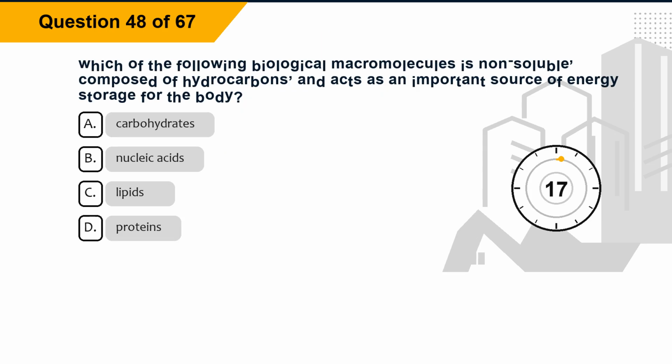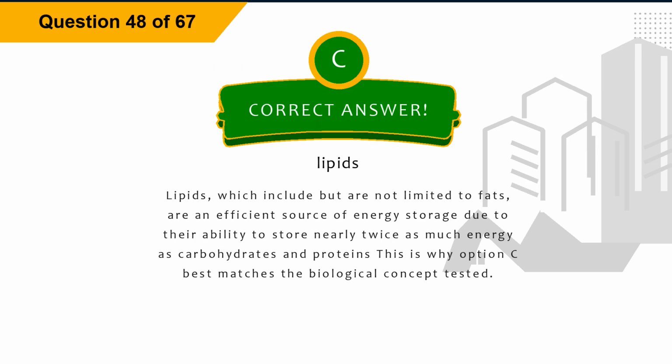Question 48. Which of the following biological macromolecules is non-soluble, composed of hydrocarbons, and acts as an important source of energy storage for the body? Option A, carbohydrates. Option B, nucleic acids. Option C, lipids. Option D, proteins. The correct answer is option C, lipids.